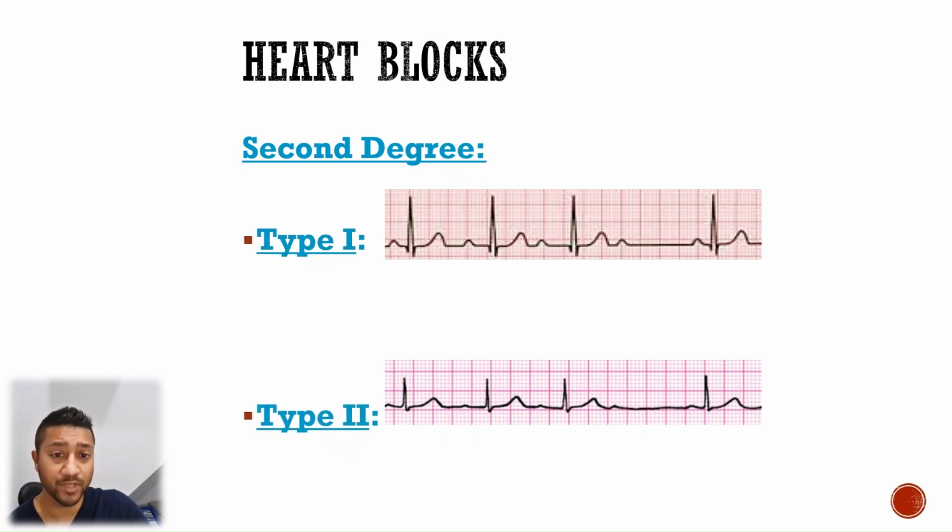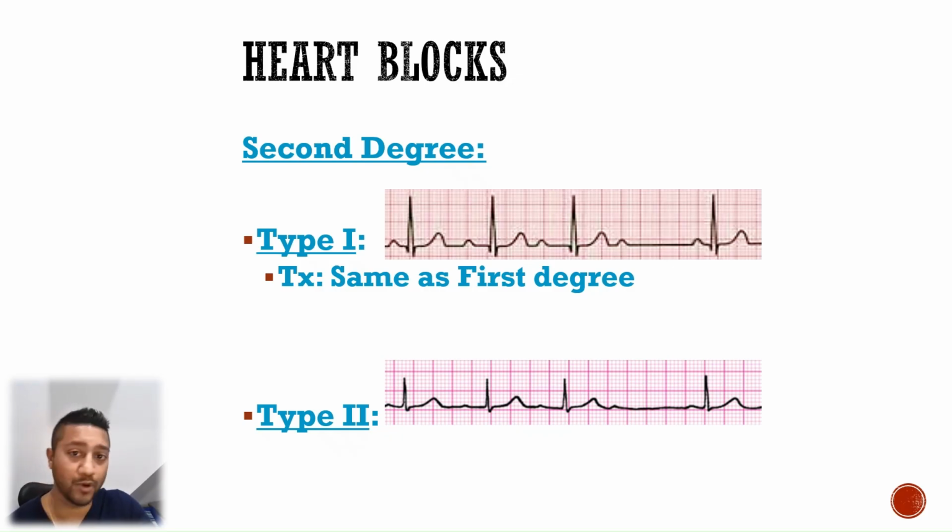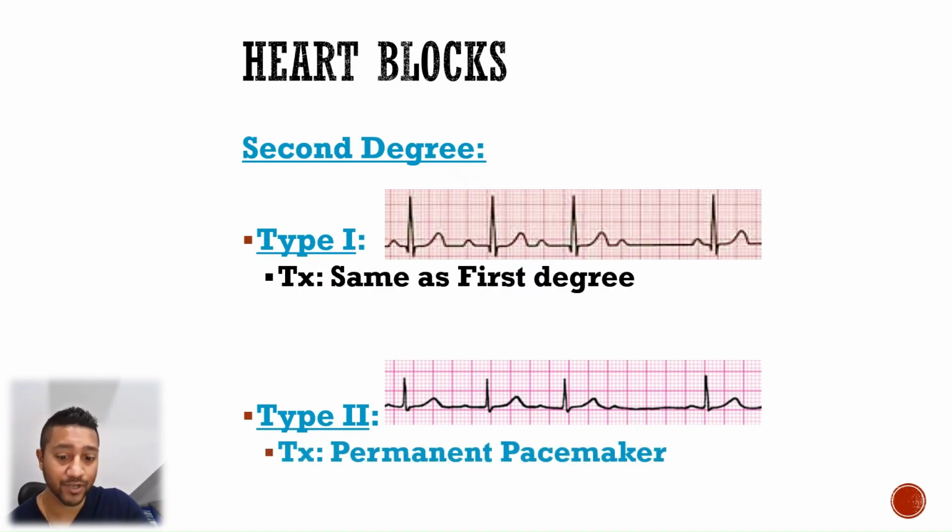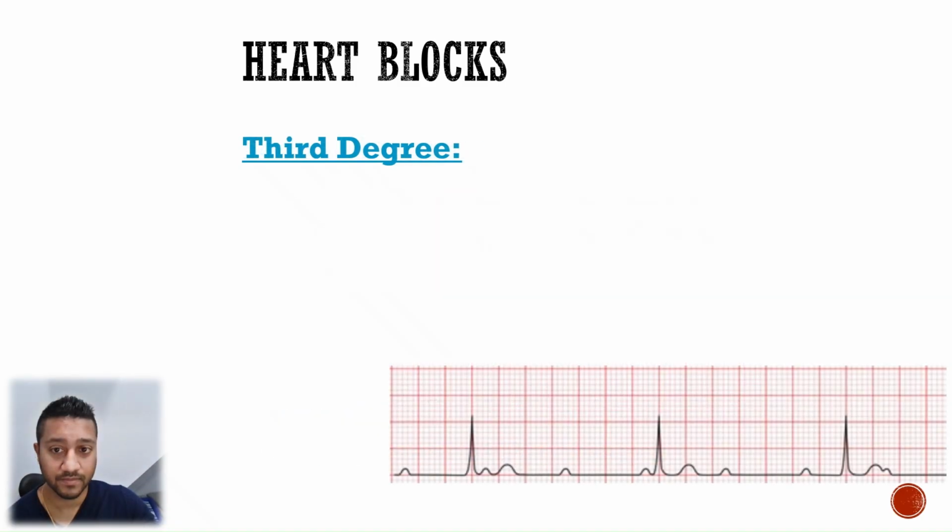When you're managing Mobitz 1, you're going to take the same approach as you did with first degree heart block, and that's to just treat the underlying disease. And that could be the coronary artery disease or the culprit medication. With Mobitz 2, evidence shows that there's actually a fairly high risk of progressing into complete heart block. So these guys actually need a permanent pacemaker as their definitive management.